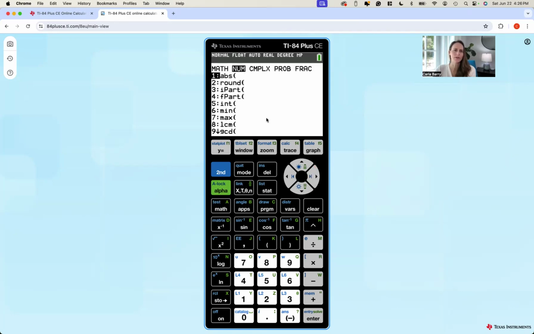Next, I want you to know about num, absolute value. So I can grab absolute value bars from here. And remember, absolute value bars are like the positivity machine.